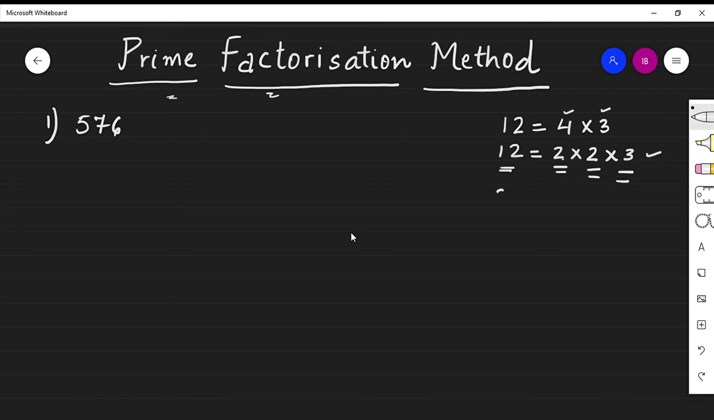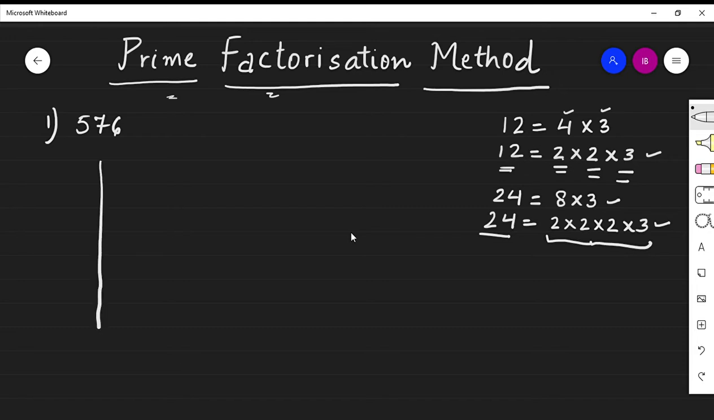Take another example, 24. I can write 24 as 8 into 3. This is of course the factorization of 24, but if I speak of prime factorization, it will be 2 into 2 into 2 into 3. This is called prime factorization of 24 because 24 has been written as the product of its prime factors. We are going to use this concept in finding the prime factorization of 576. Let's start. This is 576.